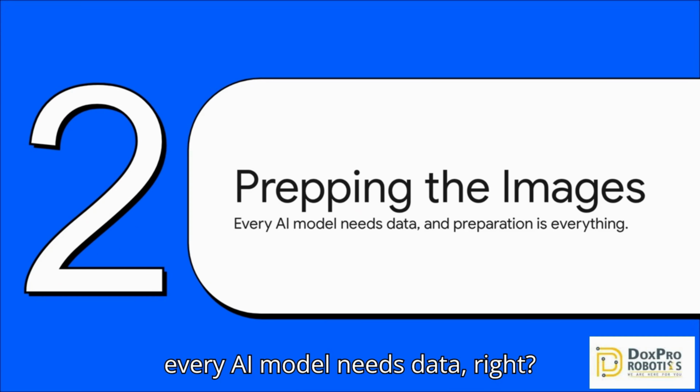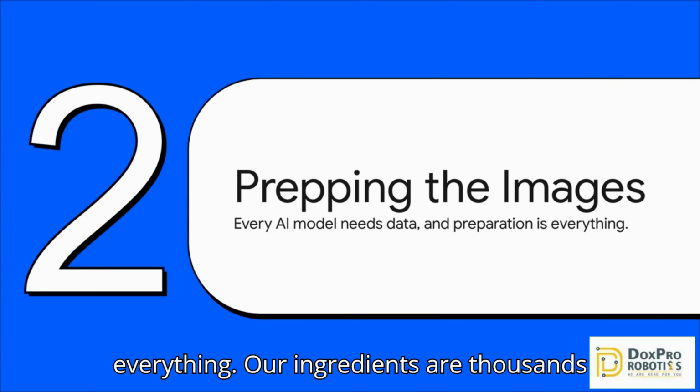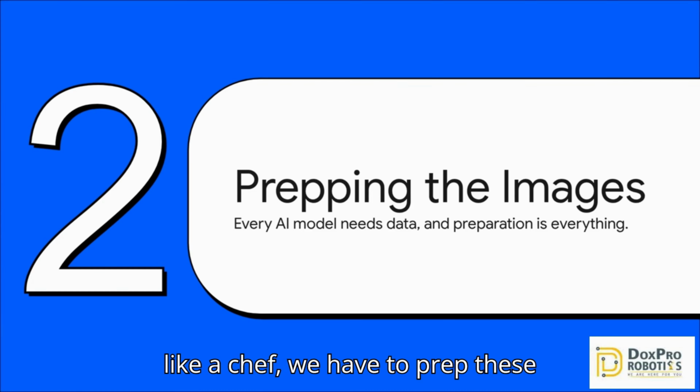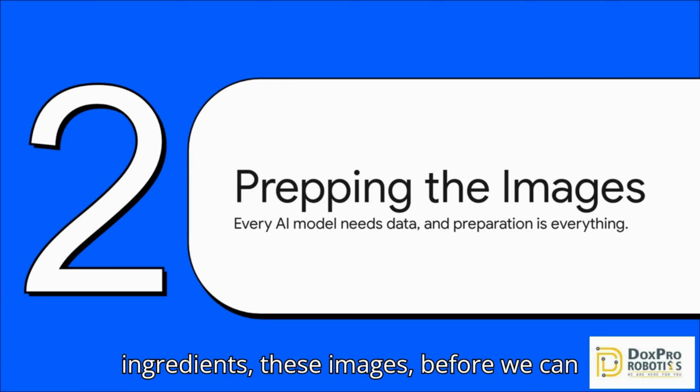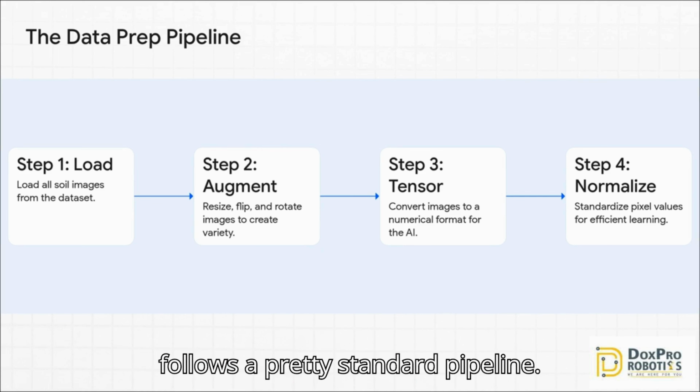All right, so every AI model needs data, right? And just like in cooking, preparation is everything. Our ingredients are thousands and thousands of images of soil. And just like a chef, we have to prep these ingredients, these images, before we can feed them to our AI. And this prep work follows a pretty standard pipeline.